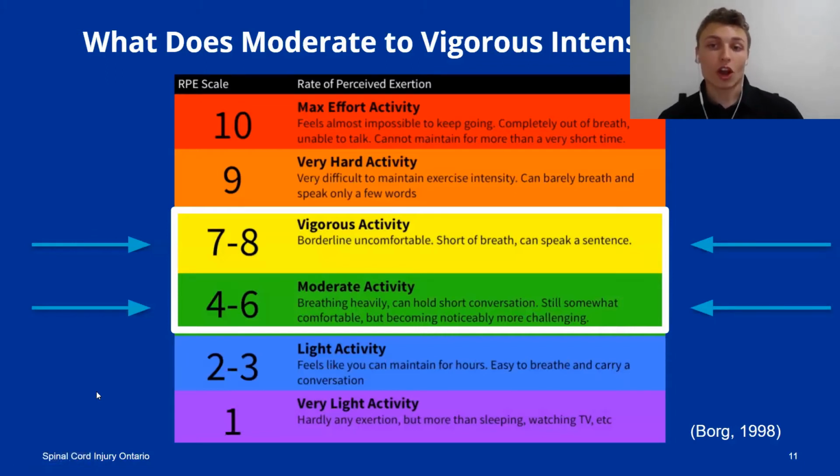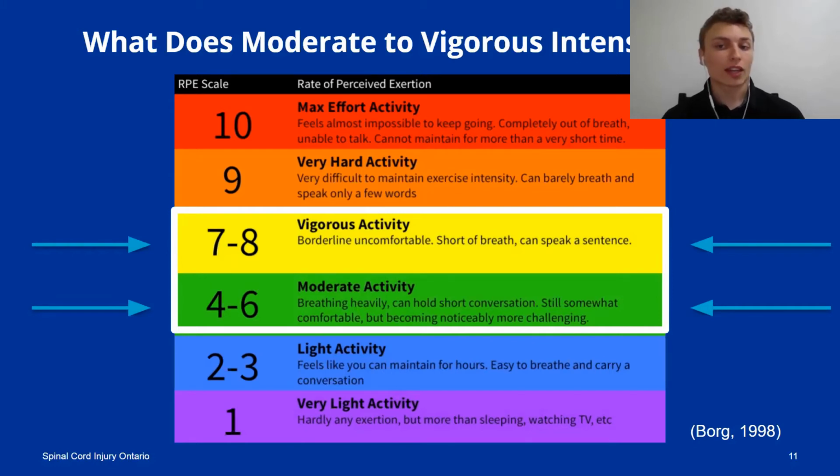We're going to talk about what moderate to vigorous intensity actually means. So on the screen, you're looking at a nice colorful graphic, which is referred to as the Borg Rating of Perceived Exertion Scale, also known as the RPE scale. And there's several versions of the scale, but the one that we're going to be discussing starts at level 1, which is very light activity or intensity, which means hardly any exertion. The screen says more than sleeping and watching TV, but not much more than that. But it goes all the way up to 10, where it feels like the intensity is almost impossible to keep working at.